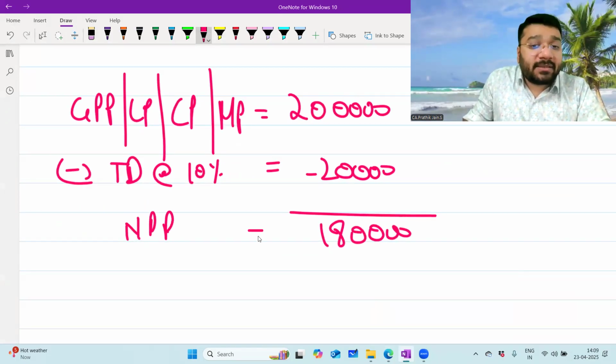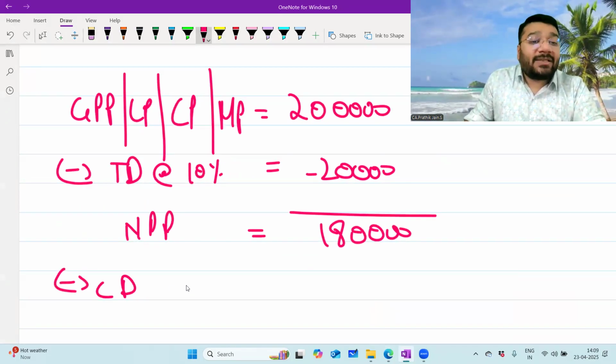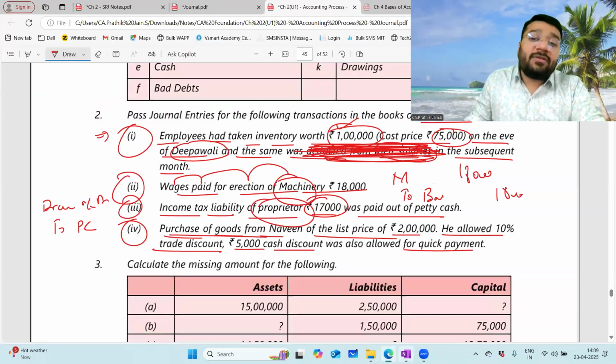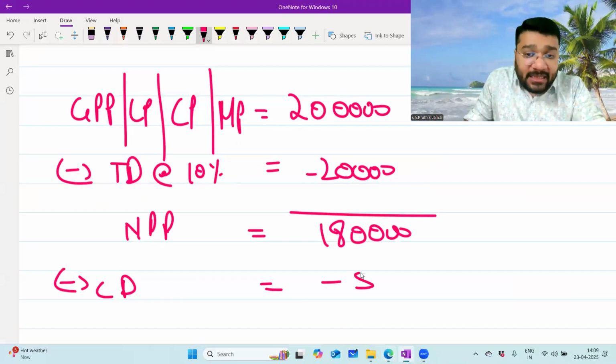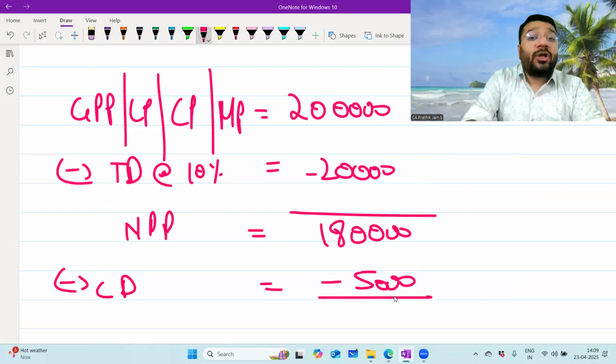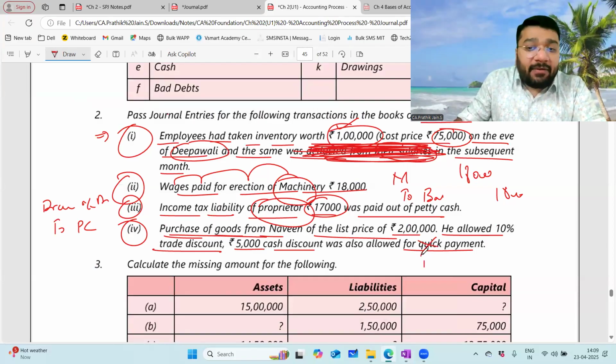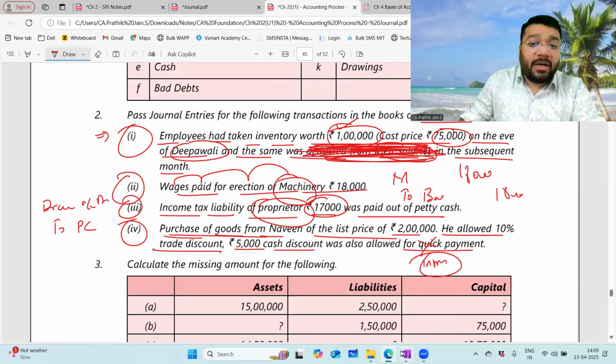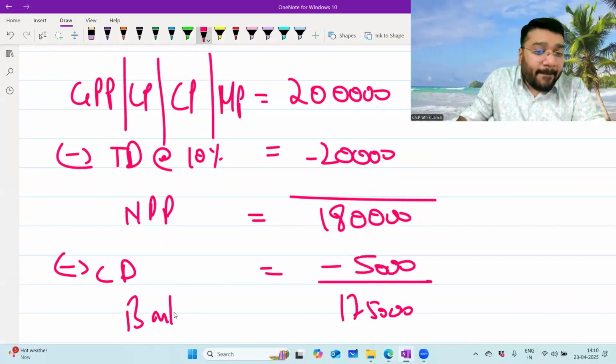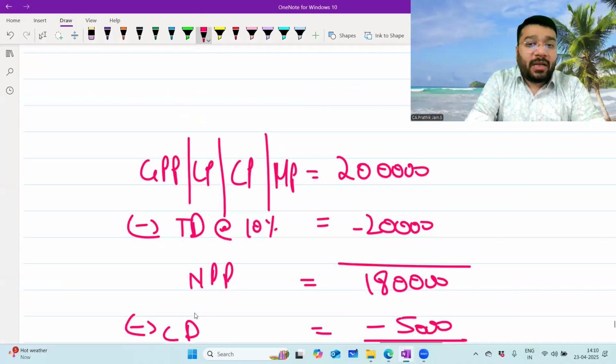Now from that, minus cash discount. Okay, they've given the amount, not a percentage. Minus 5,000. This is the money that I'm going to pay. 1,75,000. For quick payment, instead I will use the word immediate payment. Means what? Immediately the money goes from my bank account. Now tell me the entry for this.